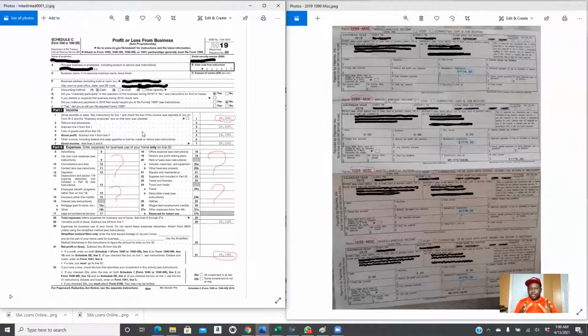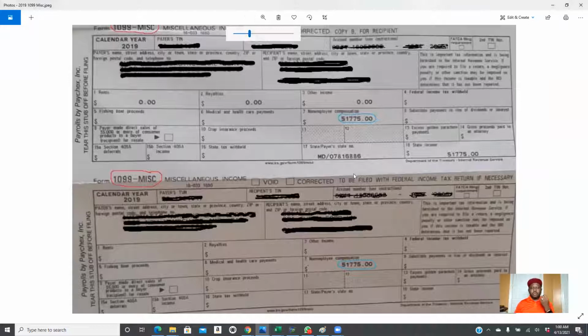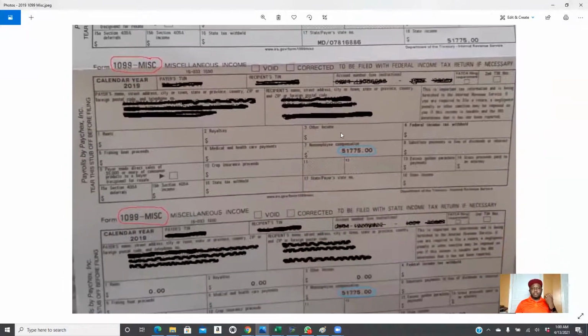The simple thing here is that the taxpayer, a business owner, gave his tax document, which is this document right here. I'm going to zoom it again so you can see one more time. He gave this tax document to his CPA to prepare his taxes. You can see it's a 1099-MISC. That means it's not a W-2.